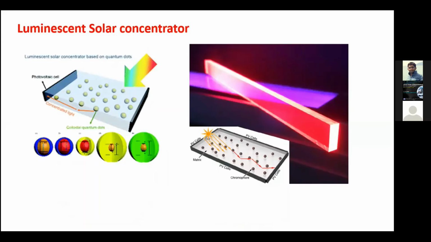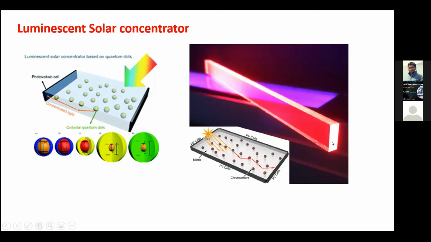These are called luminescent solar concentrators. You have a glass or PMMA substrate embedded with quantum dots, and you shine light. The quantum dots emit, and the emission propagates through the substrate, and you will see bright light on the edge of the film. You can see here, this is a glass, almost all covered with quantum dots inside. Under the UV, you will see this surface is very bright.